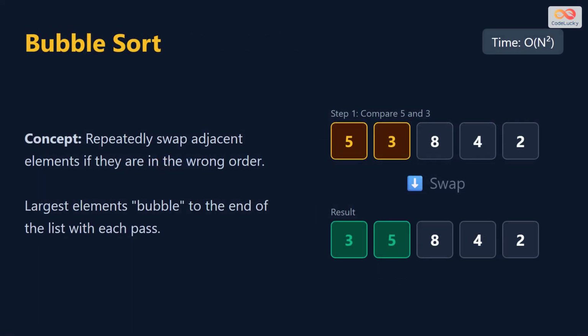Let's start with the simplest algorithm, bubble sort. It works by repeatedly stepping through the list, comparing adjacent elements and swapping them if they are in the wrong order. Imagine air bubbles rising to the top of a drink. Similarly, the largest unsorted values bubble up to their correct position at the end of the list with each pass. It is easy to understand but quite slow for large datasets.